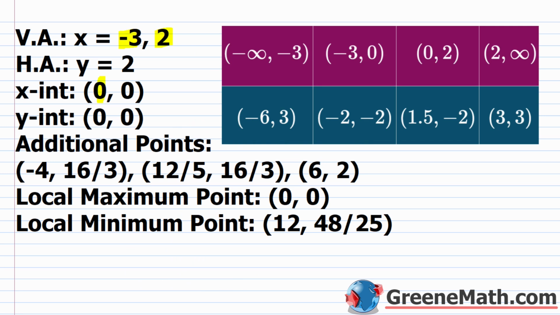So coming back up, you're going to pick an x value in each interval, plug it in, and get the y value, so that gives you a point. So in this interval, I have (-6, 3). In this one, I have (-2, -2). In this interval, I have (1.5, -2). And then in this interval, I have (3, 3).